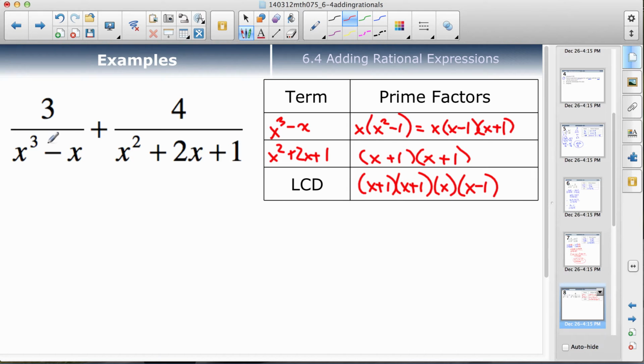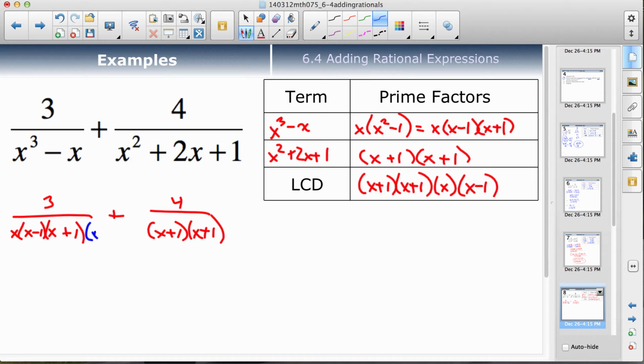Whew. So let's rewrite this. I've got 3 over, I'm just going to factor that out like I had it here. So x minus 1, x plus 1, plus 4 over x plus 1 times x plus 1. Okay, so let's look at this and compare it with my lowest common denominator. What's different? It looks like I need another x plus 1. So let's put an x plus 1 down there. Okay, now it's my lowest common denominator. But if I did it there, I got to put it up there.